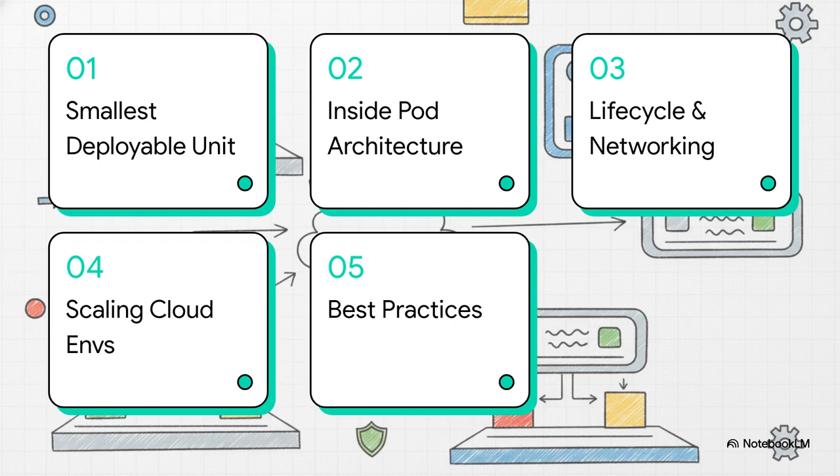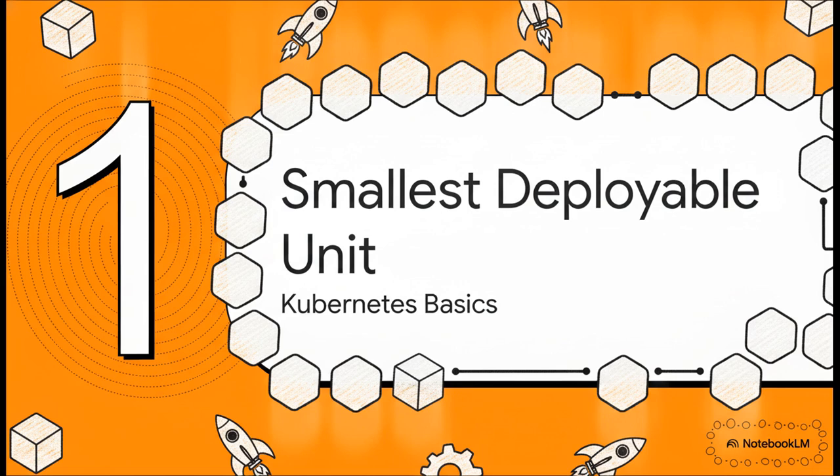Real quick, here's our roadmap for today's session. First, we'll cover the smallest deployable unit. Then we'll peek inside the pod architecture itself. After that, we'll tackle lifecycle, networking, and storage, move into scaling and cloud environments, and finally wrap up with some hard-hitting best practices for architects. Okay, let's dive right into Section 1, the smallest deployable unit.